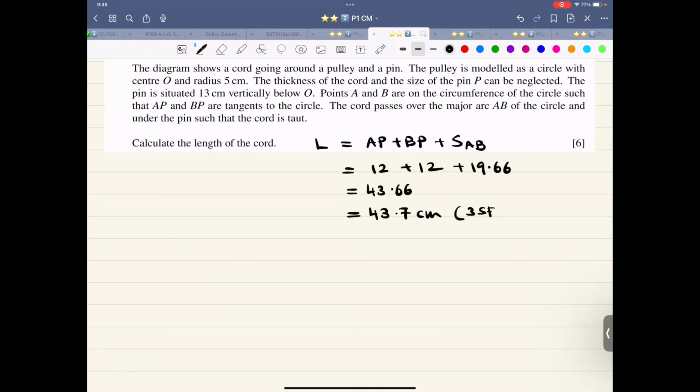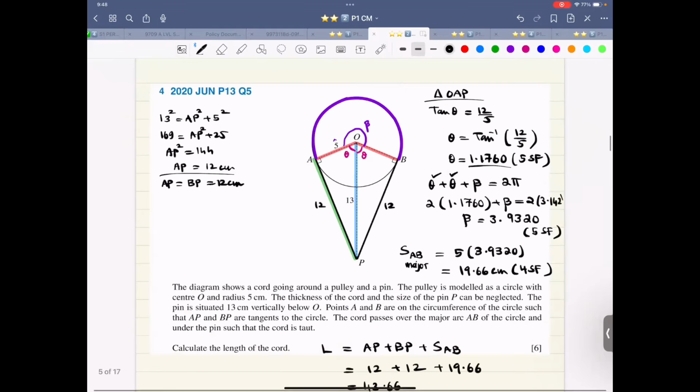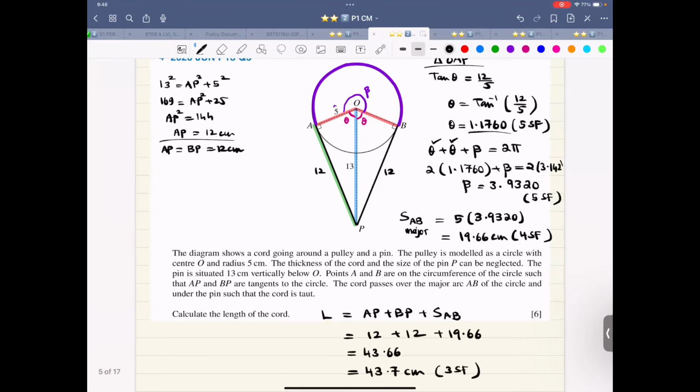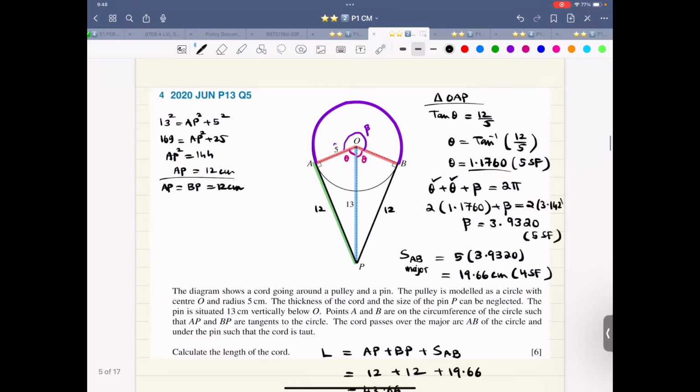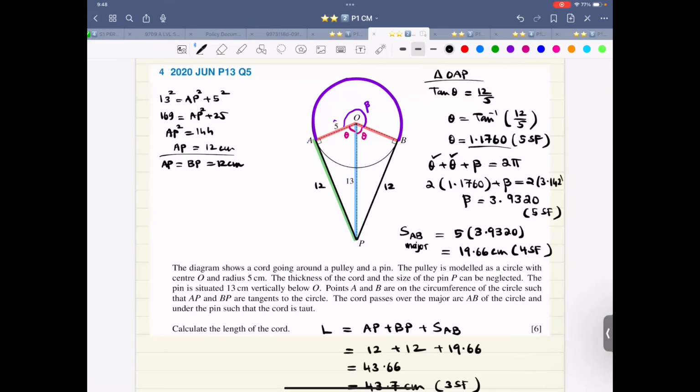Correct to 3 SF. Have a good look at this question. And let me just double check. 43.7, all good. So now two topics are done and dusted. That is coordinate geometry and circular measure. So just acknowledge if this is all good, all clear.